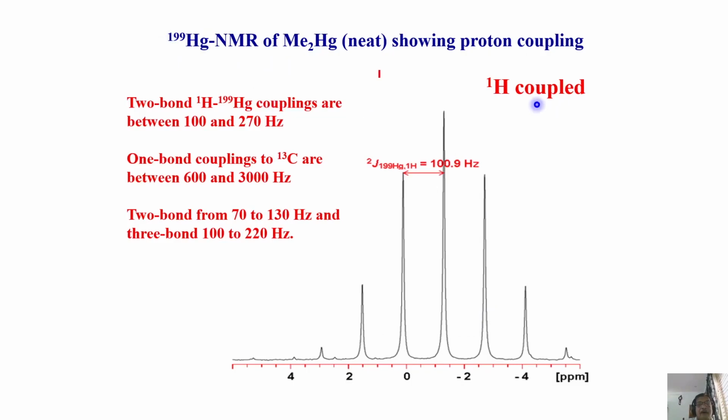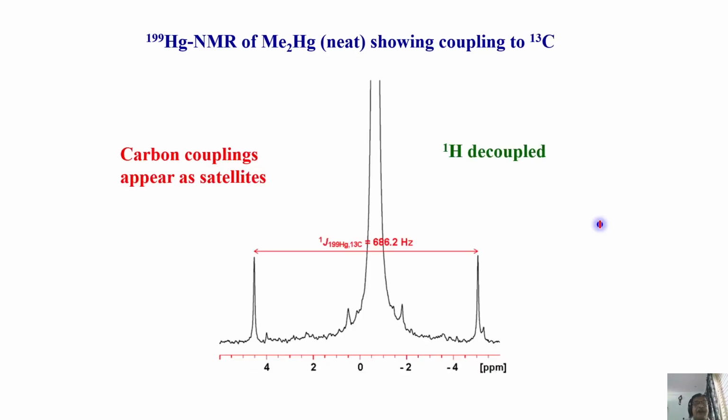If I do mercury NMR with proton coupled, you are going to get 1, 2, 3, 4, 5, this many peaks. Why? Remember, it is coupled to 2 methyls. Each methyl is going to split this into a quartet, and each line of that quartet is split into another quartet because of the other CH3. As a consequence, you are going to get a septet, which you worked out earlier. Remember? This is the pattern you are going to get.